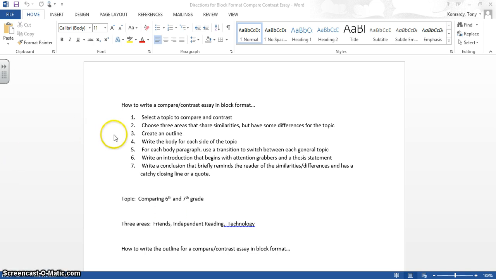Step number 3 is to create an outline. So we'll take our topic and we'll take our 3 areas and we'll organize those together into a format that makes sense.